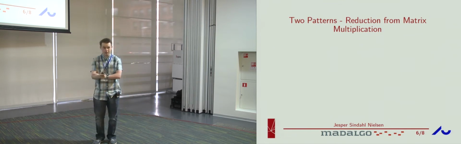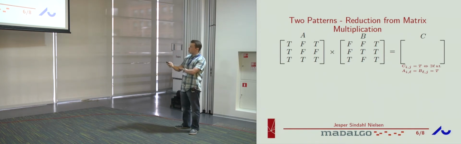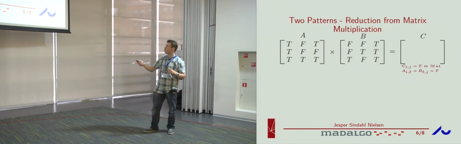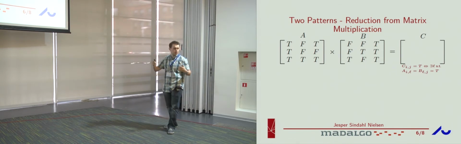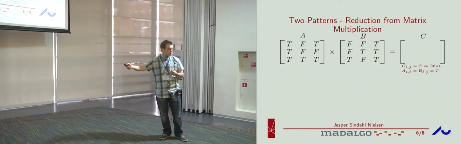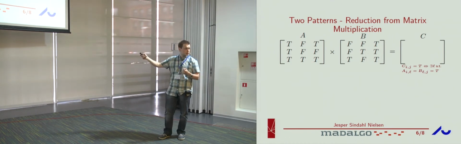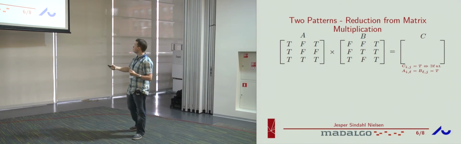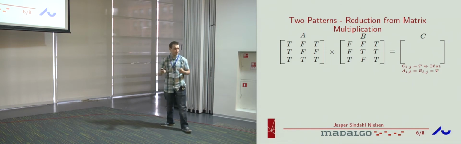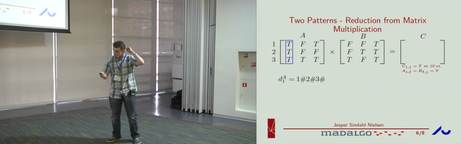Okay, so let's try and go through the reduction. We'll have these two square root n by square root n matrices. Based on these matrices, we want to construct a set of documents. Then we want to run our indexing algorithm on these documents we created, and then do a bunch of queries to fill out this matrix. You should keep this in mind while constructing these documents. This is the important fact that will allow us to make the reduction.